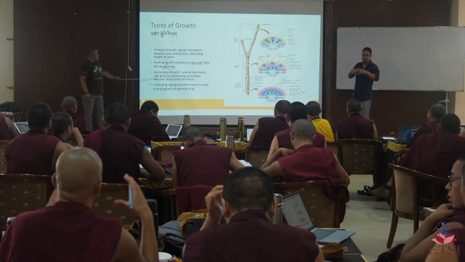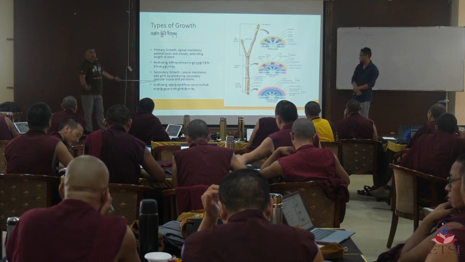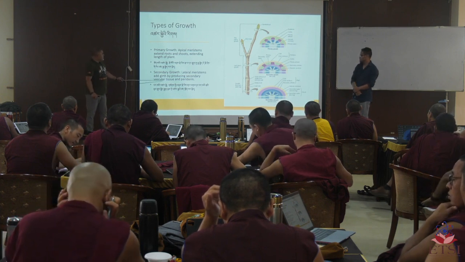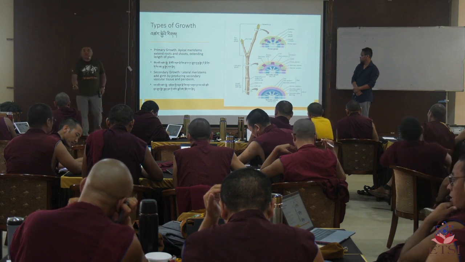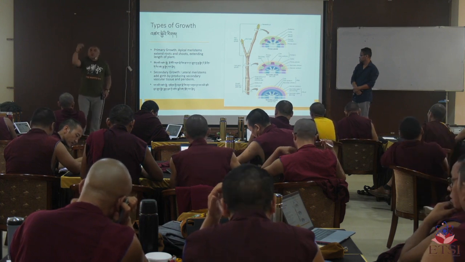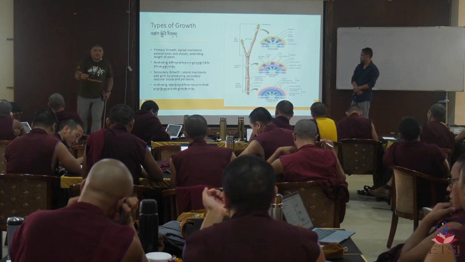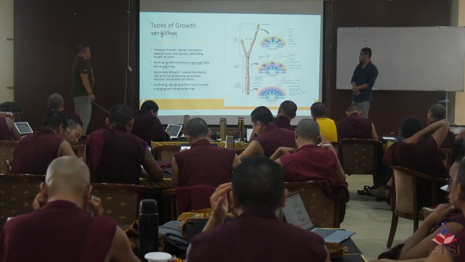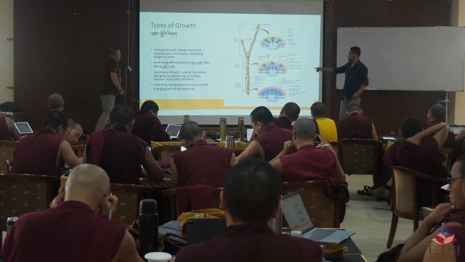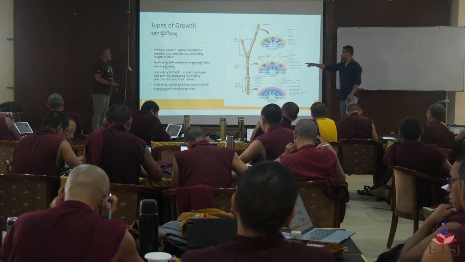And what happens here during secondary growth, we get the origin of the vascular tissue, which is what allows the movement of water and sugars and all the proteins that sustain the life of the plant. Vascular tissue system.